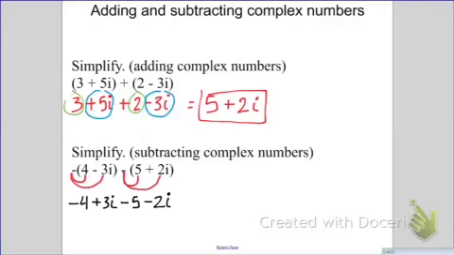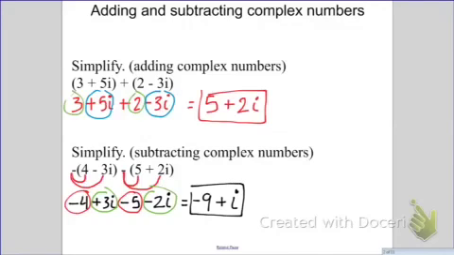Let's go through and look for our like terms. We have negative 4, and we have negative 5, and then we also have positive 3i and negative 2i. Go ahead and start to combine these, and you get negative 4 and negative 5 make negative 9. Positive 3 and negative 2 make positive 1i, so we just put i. And there's our simplified expression.